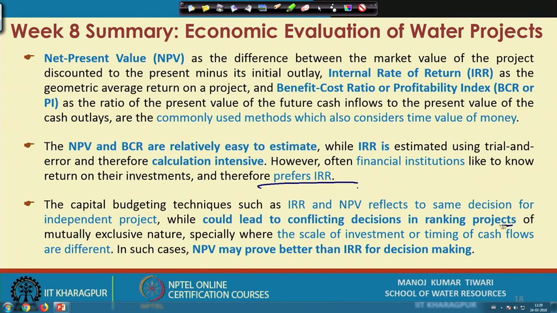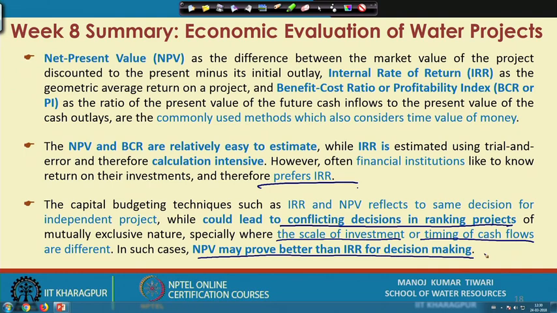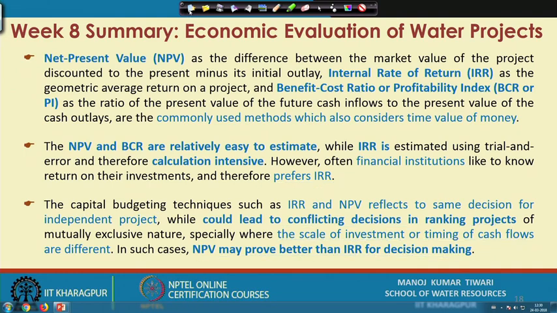So, for ranking projects there could be conflict in the decisions, and these conflicts could arise basically if there are differences in the scale of investment, or the timing of cash flow, or the age of the project. If those are different, then this kind of ranking conflict is often seen, and in such cases it has been seen that generally NPV may prove better than IRR for decision making. So, this was the discussion over week 8.